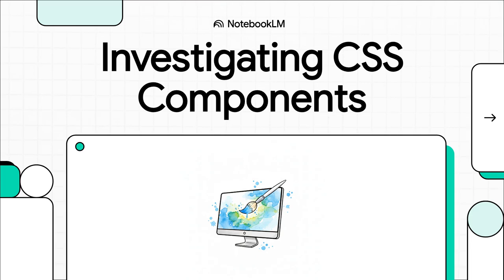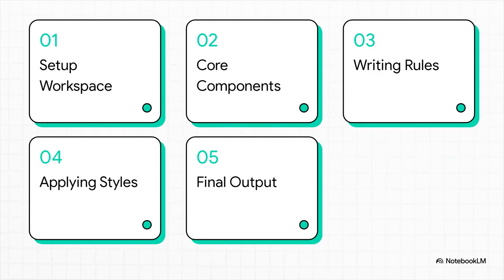Welcome to this explainer. Today, we're getting incredibly hands-on. If you've ever looked at a beautifully designed web page and wondered exactly how the developer made the text pop, aligned the headers perfectly, and added those vibrant splashes of color, well, you are in the right place. We're going to build a styled web page entirely from scratch, breaking down the invisible rules that make the web look so good. Here's the roadmap for today: setting up your workspace, diving into the core components of CSS, writing the style rules, applying those styles to HTML, and finally, viewing the output.